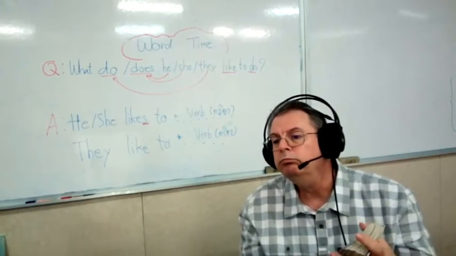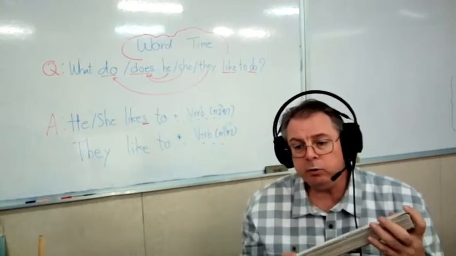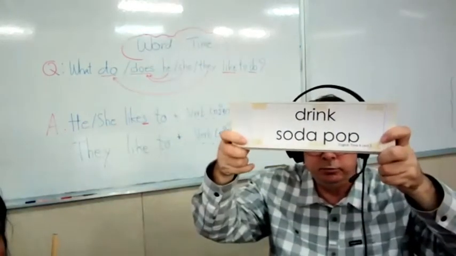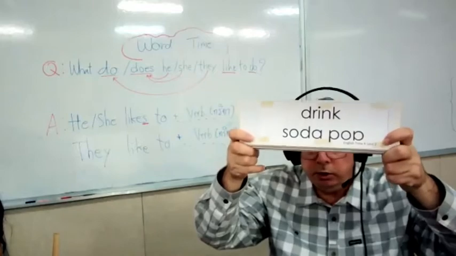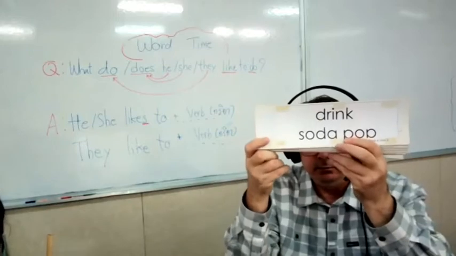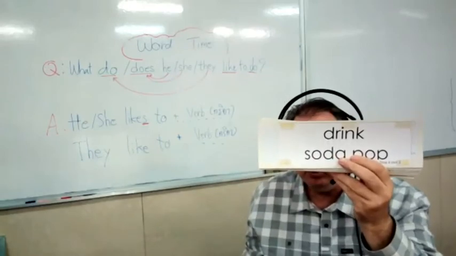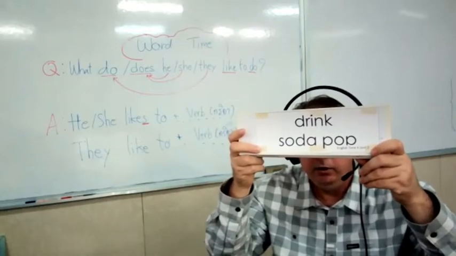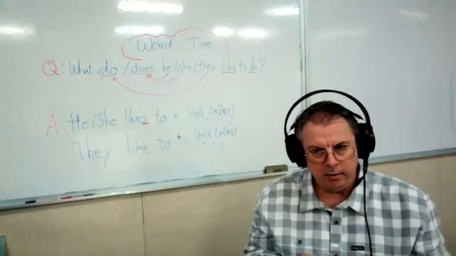Next person, Rio. Same question: what do you like to drink? Full sentence please. What do you like to drink? I like to drink soda pop. You forgot the "to." Say again. I like to drink soda pop. All right.